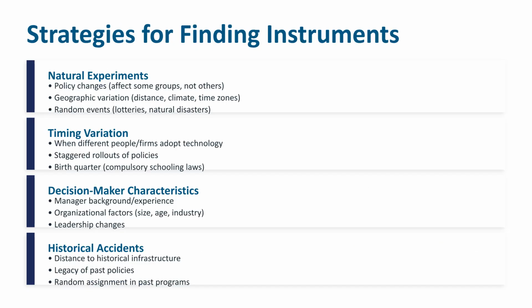Strategies for finding instruments include looking for natural experiments, such as policy changes or geographic variation, and timing variation, like staggered policy rollouts. Other sources are decision-maker characteristics and historical accidents, such as the legacy of past policies.